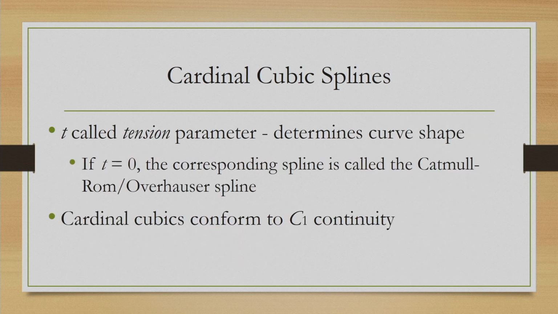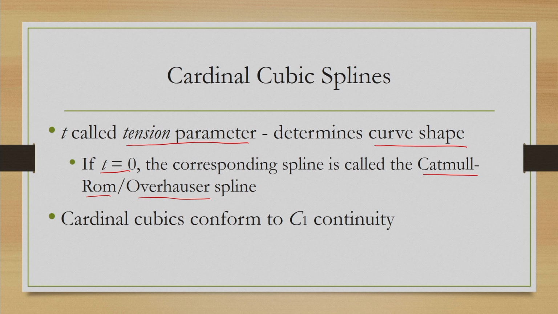Now, T is called the tension parameter. Essentially it determines the shape of the curve. When T equal to 0, what we get is the Catmull-Rom or Overhauser spline. That is a special type of spline when T equal to 0. So, using the value of T, we can control the shape of the overall spline curve. Here we do not have to actually compute the derivative, instead we can derive it using the control points and the value of T.